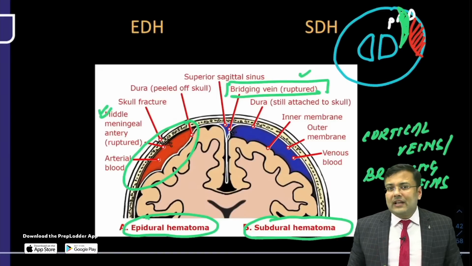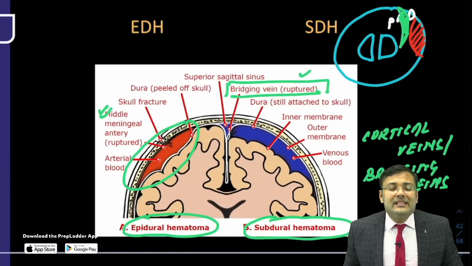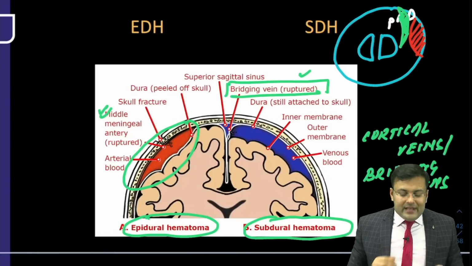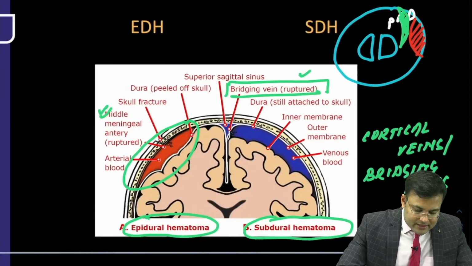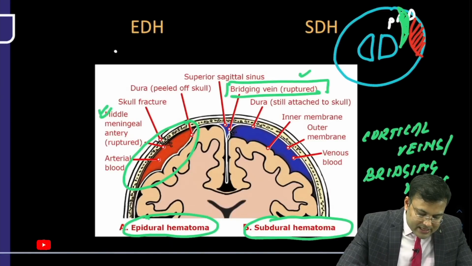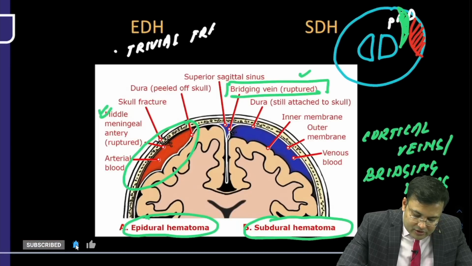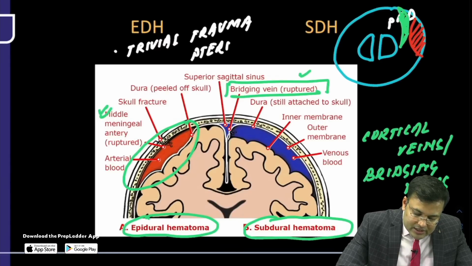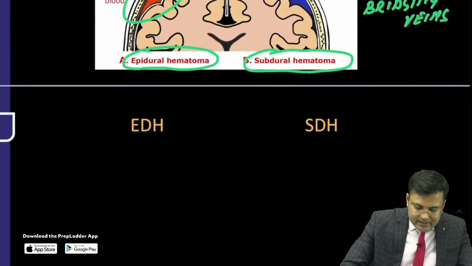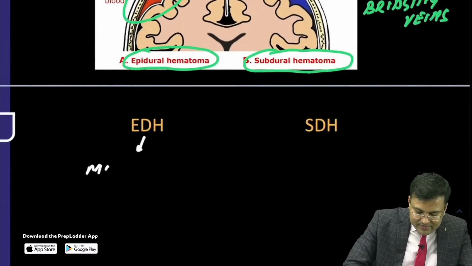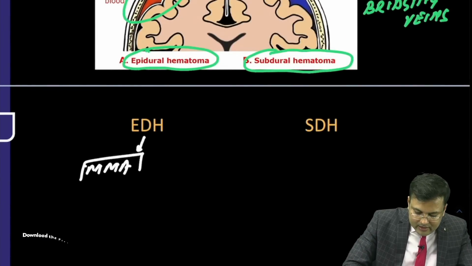How to confirm the diagnosis? Take this patient for NCCT. Clear? So in EDH, important point, first EDH, it can be caused by trivial trauma. Trivial trauma to which point? To pterion. It is caused by injury of which artery? You know, EDH is caused by injury of the middle meningeal artery. You know that lucid interval is positive.